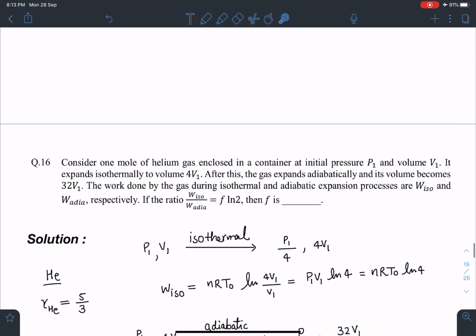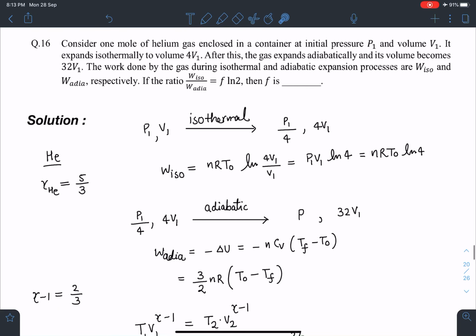Next problem, question number 16. Consider 1 mole of helium gas enclosed in a container at initial pressure P1 and volume V1. It is expanding isothermally to volume 4V1. After this, the gas expands adiabatically and its volume becomes 32V1. The work done by the gas during isothermal and adiabatic expansions are W iso and W adiabatic respectively. If the ratio W iso by W adiabatic is F ln2, then F is. It's a simple problem, easy compared to the rest of the problems in this paper.